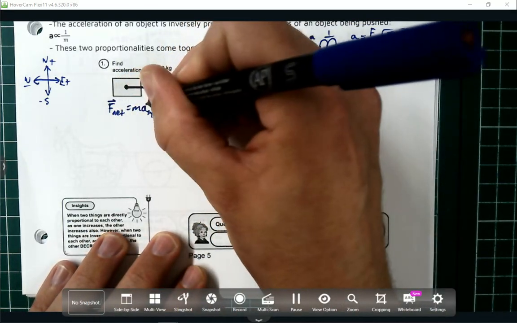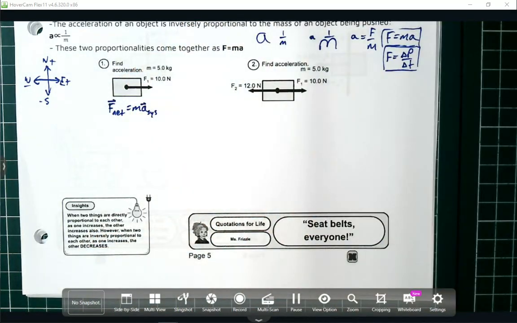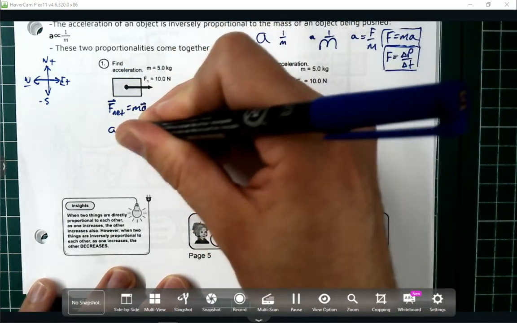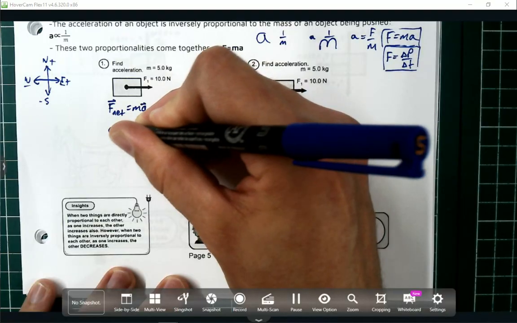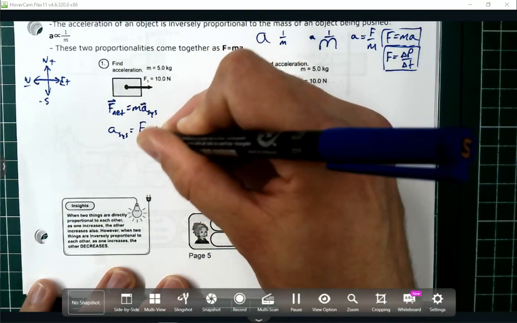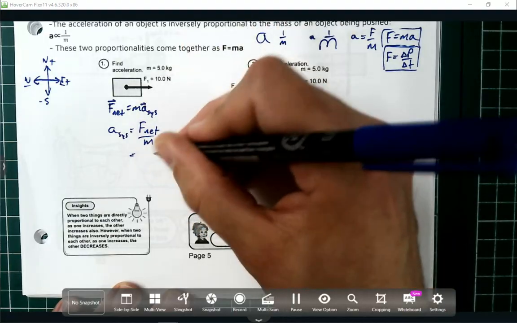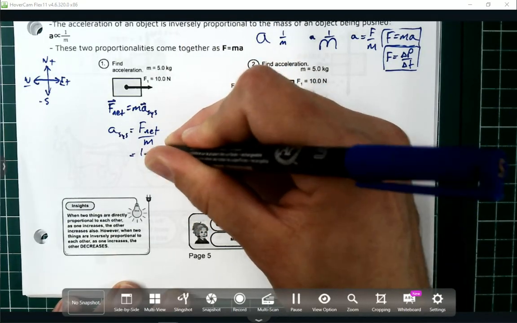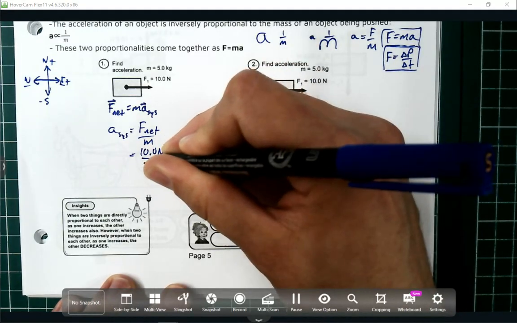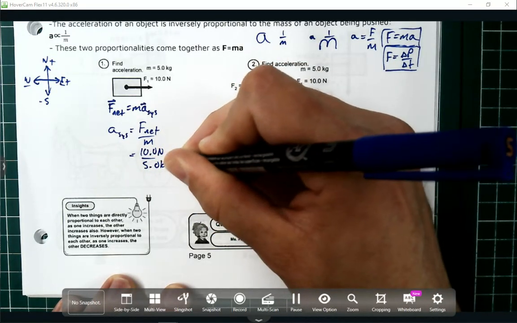If I really wanted to put an arrow hat over top of my vectors, I definitely could be good about that. But anyway, the acceleration of this system would just be F net over m. And F1 is the only force here, so it's 10.0 newtons divided by a mass of 5.0, looks like kilograms.